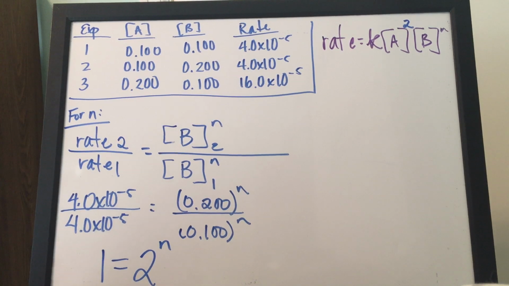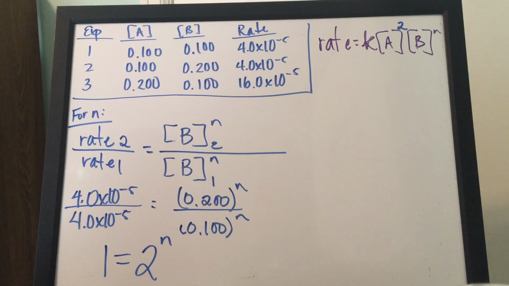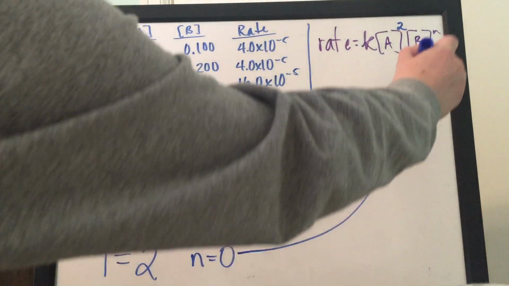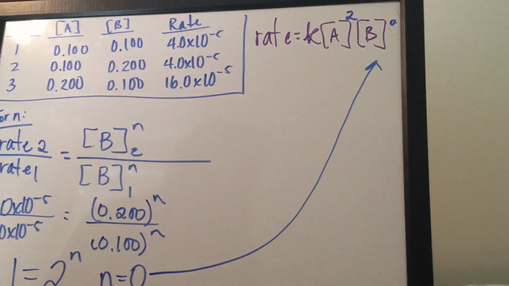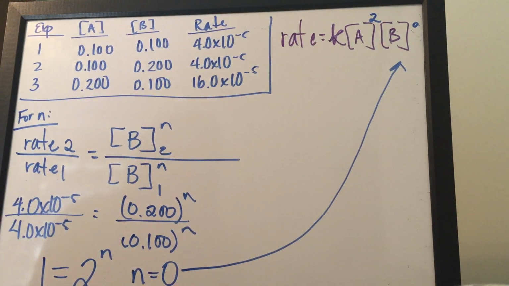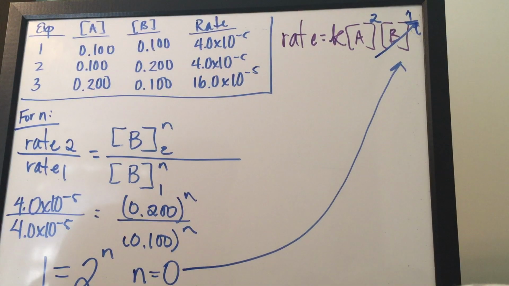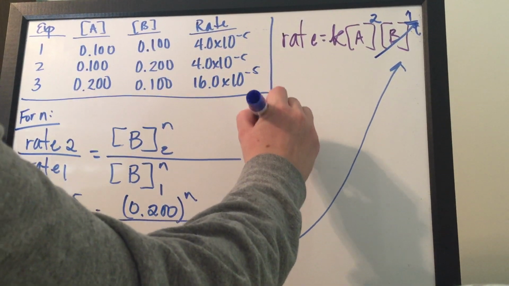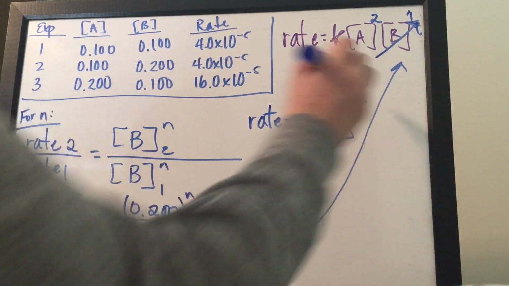The only thing that n can be, 2 raised to what power gives you 1? Well, it's not 1 because 2 to the first is 2. That doesn't work. So it's almost like a guessing check game. The only thing that works here is if n equals 0. Which means that this is now a 0. This is what we had before from our visual inspection. This whole term technically goes to 1 and drops out of the equation, which means my true rate law for this reaction is the rate equals K times the concentration of A squared.